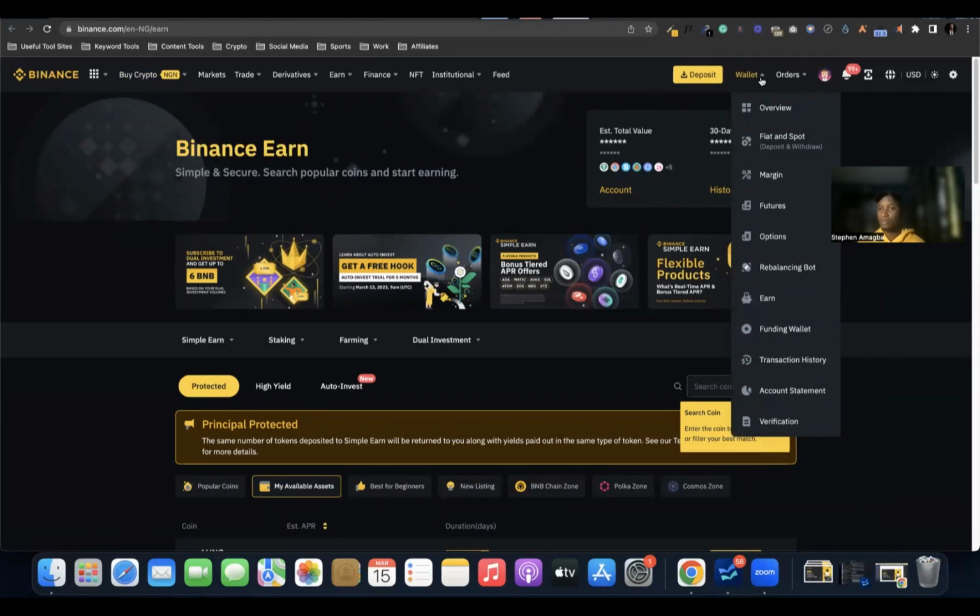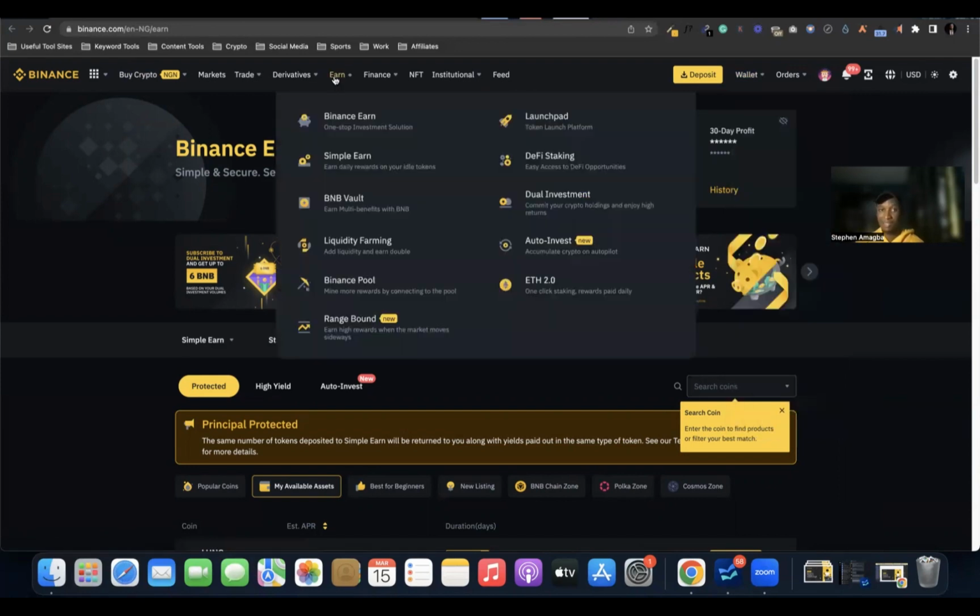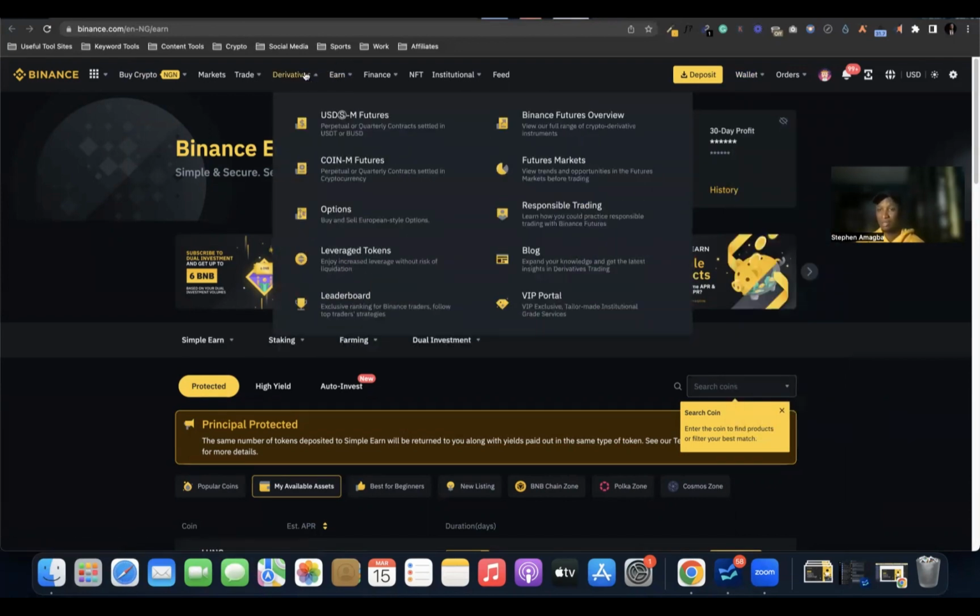We have a wallet for trading fiat currencies and spot. We have the one for margin trading. We have the ones for futures. We have the ones for options, as you can see here. All these things I'm listing are actually here. You can see them as these things we talked about on the other side of the top bar.